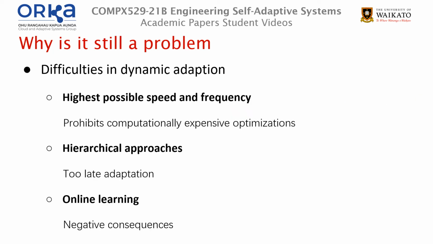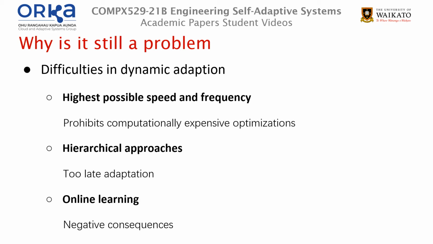Why is it still a problem? Well, it is not easy to design the adaptation logic in such a way that it can effectively cope with different kinds of dynamics. And the existing approaches to self-adaptation do not solve this problem. For example, running the adaptation logic with the highest possible speed and frequency prohibits computationally expensive optimizations, even if such optimizations would sometimes be possible.